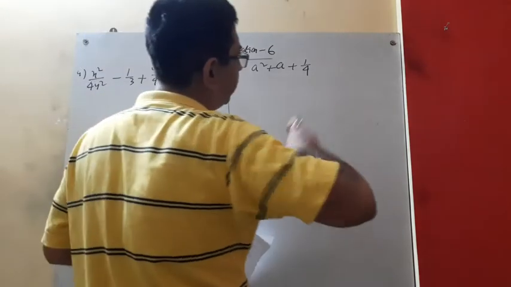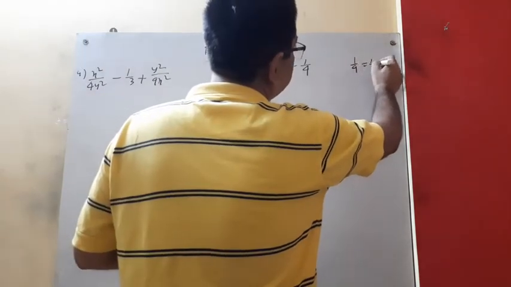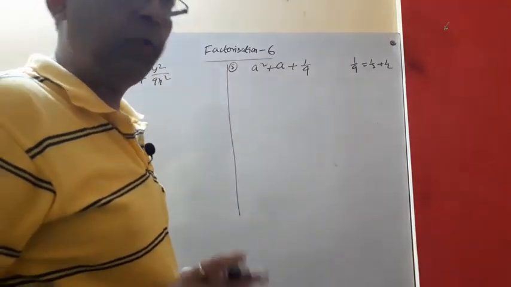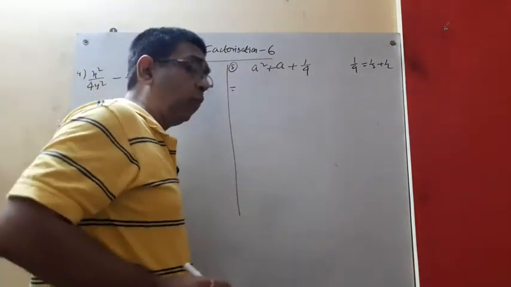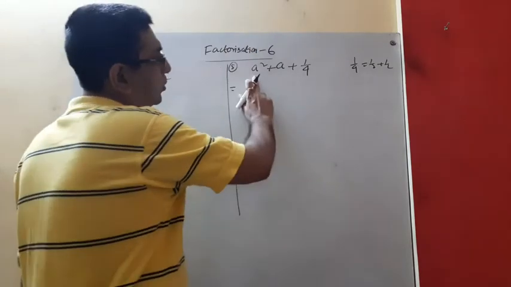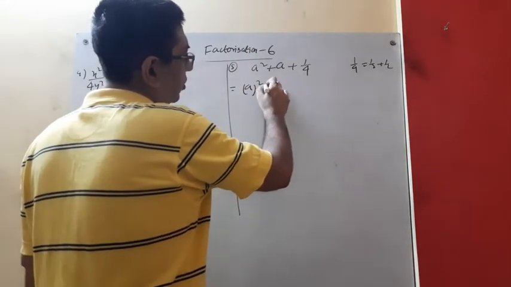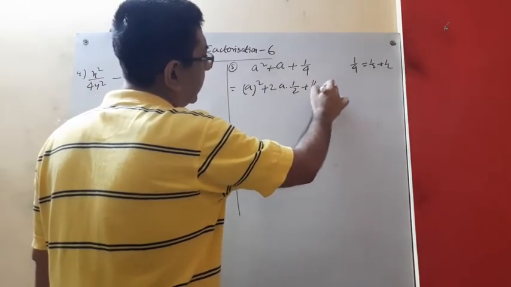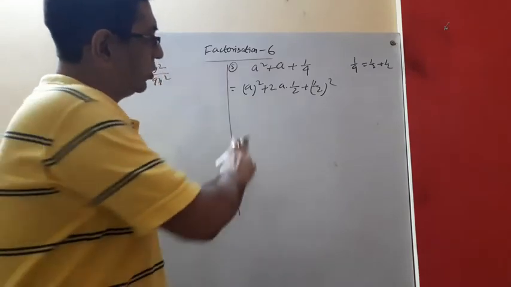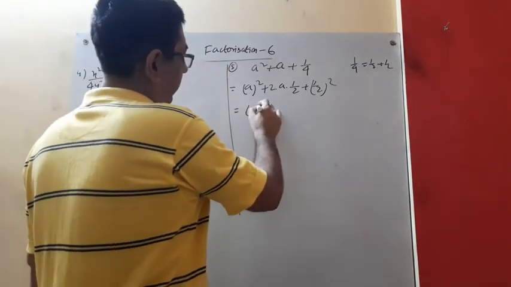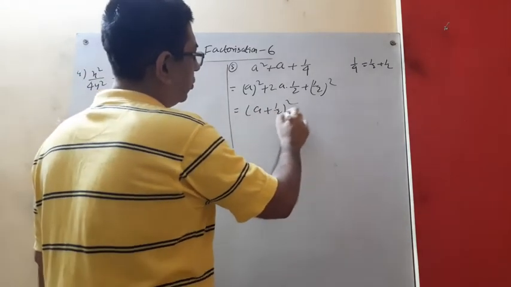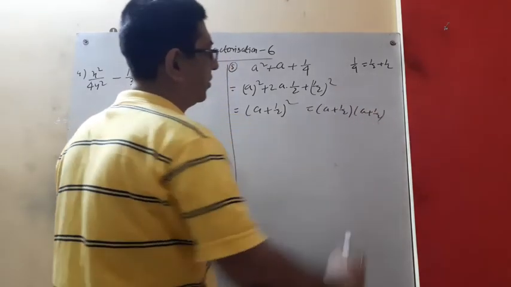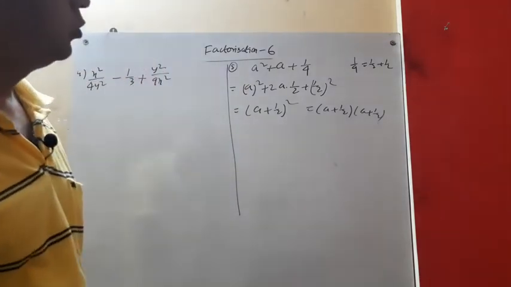Look, 1 by 4. 1 by 4 can be written as half plus half. So if we go for half plus half, we will get 1a. Or another method we can go for is, suppose this one, we can make it a perfect square. A square plus 2ab plus b square, isn't it? That is equal to a plus b whole square. So we get a plus half into a plus half. Okay. This is a method you can do.